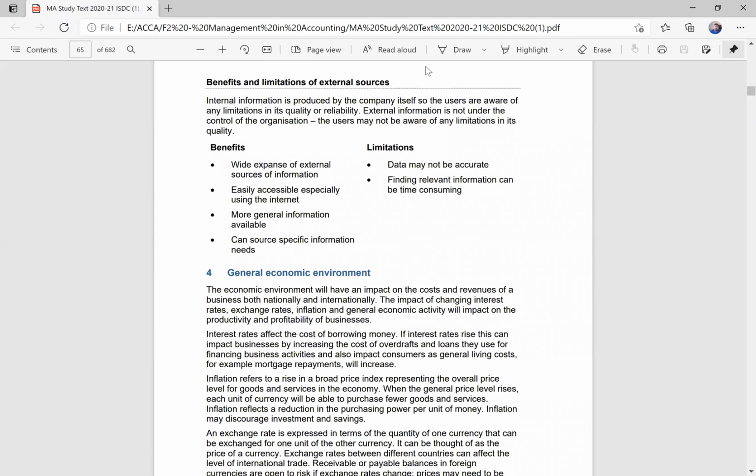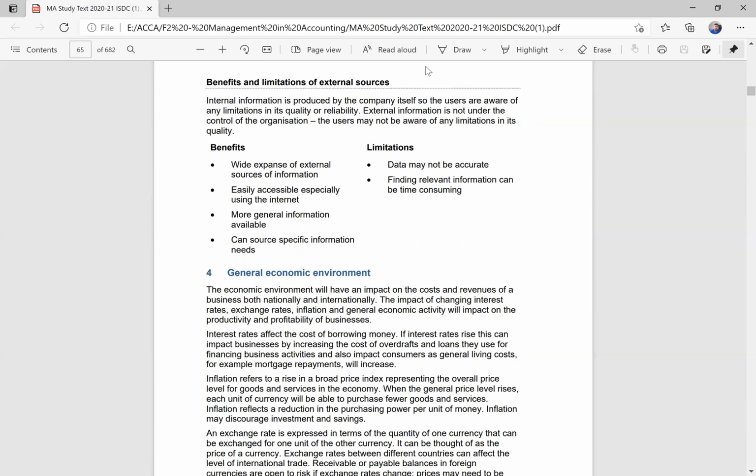Benefits and limitations of external sources. Benefits are that there are a lot of sources of external information. It is easily accessible in most cases, such as the internet. There's more general information available, and specific information is also available when needed.